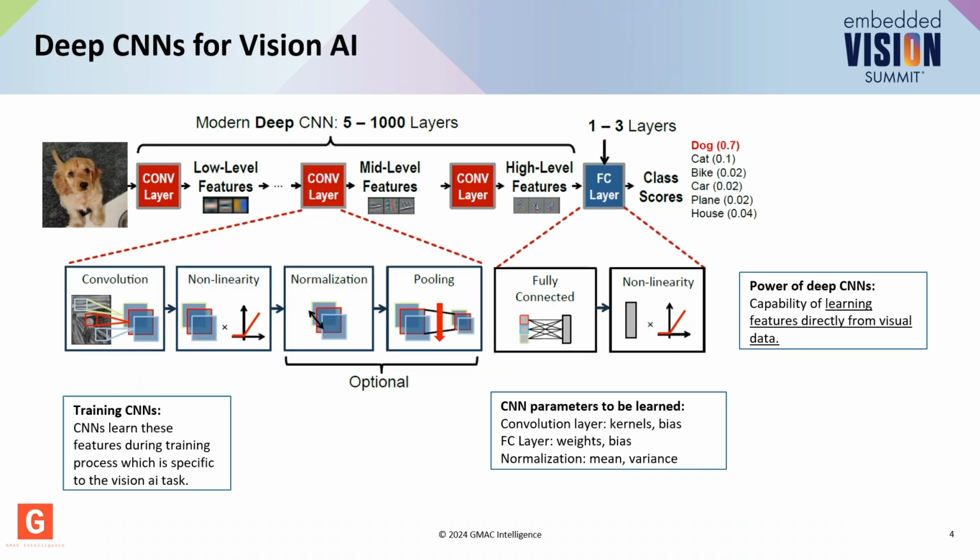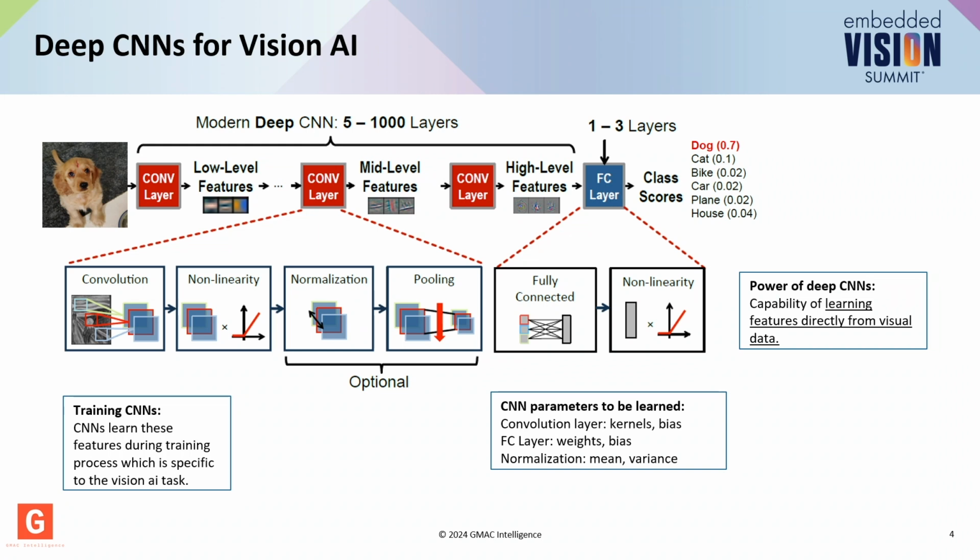And what is making all these vision AI tasks feasible and possible on the edge is what is known as a deep convolutional neural network. These are characterized by 5 to 1,000 layers, as you can see in this particular model here. At the input, there's an image, and at the output, you can see there's a probability distribution over the possible labels. If you have a very high probability for a class, then it means that image contains that object. In this case, the dog has a high probability.